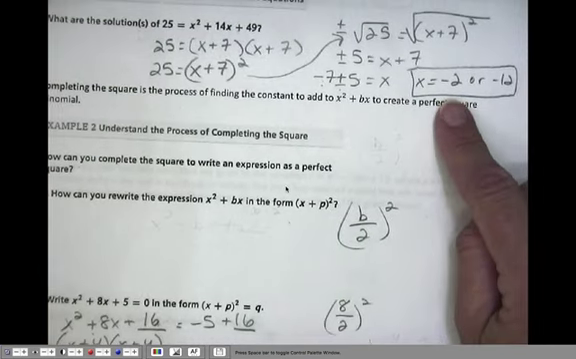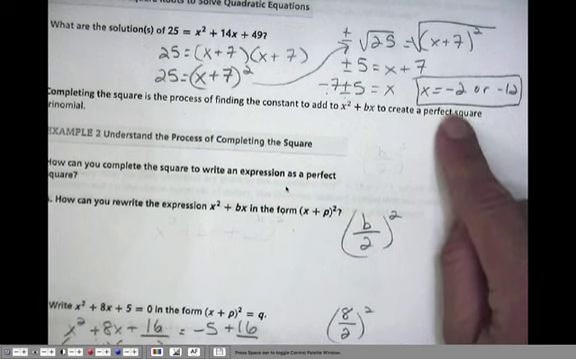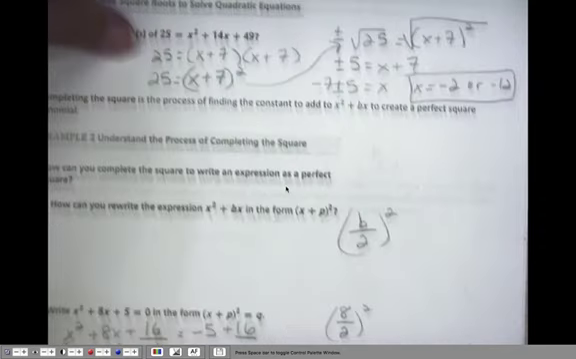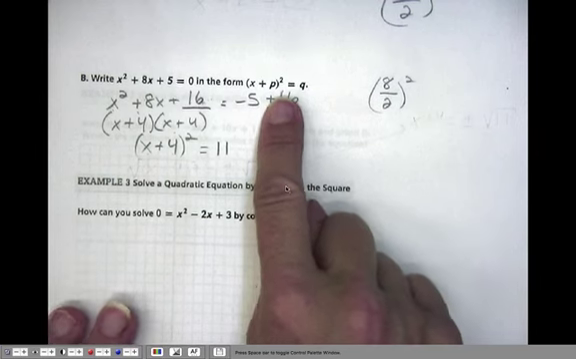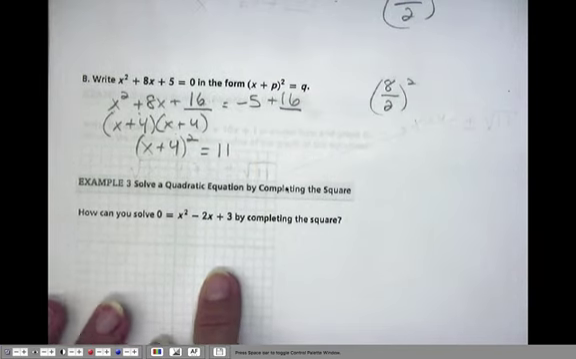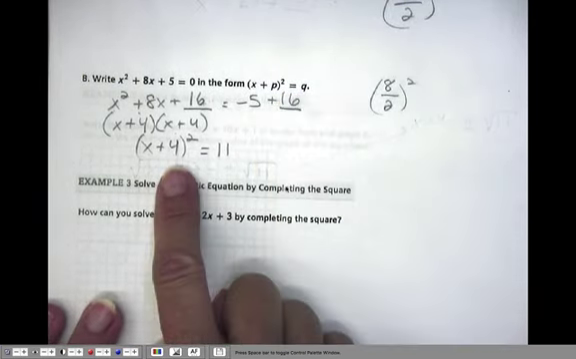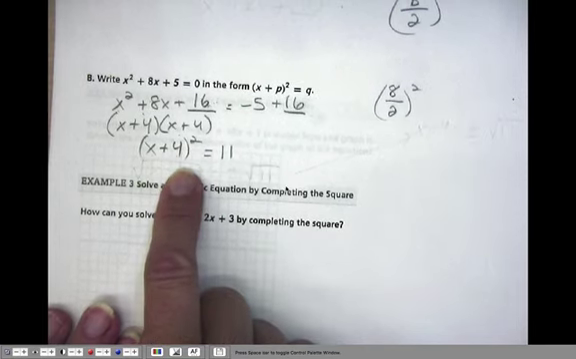Now, back here, I went further because I was trying to find the solution. In this particular problem, they're not asking me to solve the equation. We'll do that in the next example. In this problem, they're just wanting me to get to this step.